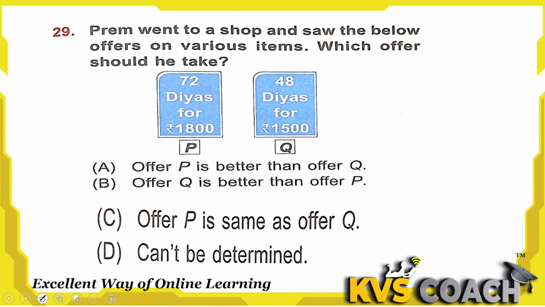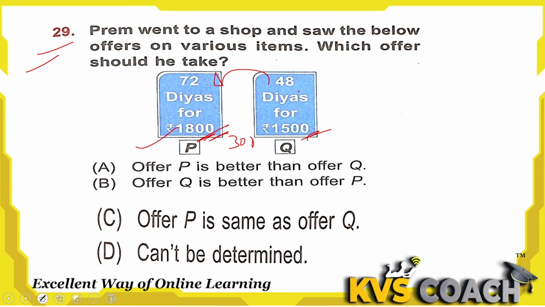Okay, so question 29 is: Prem went to a shop and saw the below offer on various items. Which offer should he take? 72 diyas for 1800 and 48 diyas for 1500. Look, 72 are 1800 and 1500 for 48. Look, the price difference is only 300, but the diyas are almost double. So what will he do? It will be the best offer P.